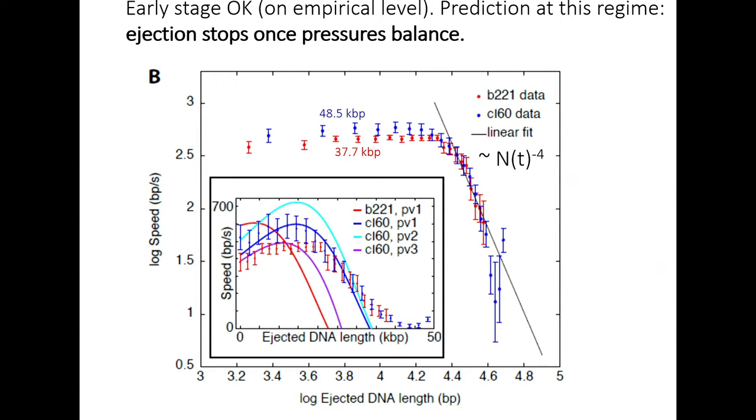But there's a big problem, right? The big problem is that at some point, when a bit more than half of the DNA has been ejected, there's no driving force, right? So purely mechanically, the process should stop at that point, right? But still it goes on, right? And that is consistent with the two time scales that I showed, the first, fast regime and the slower regime.